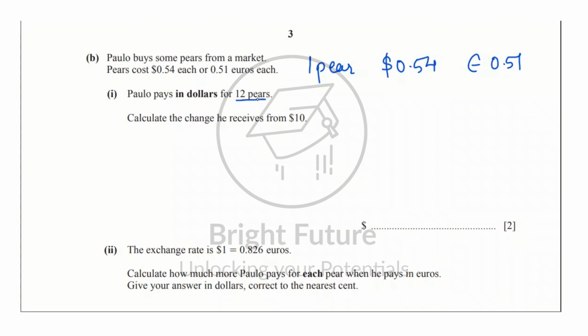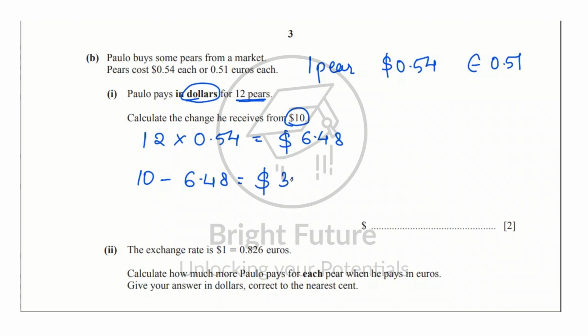So he pays for 12 pears in dollars. So 12 multiplied by how many dollars? 0.54, which gives me $6.48. Fine. Now calculate the change he receives from $10. It means he gave $10. What will be the balance amount? So 10 minus 6.48, which gives me $3.52. Got it? So in the first one we calculate the cost of 12 pears, and then in the second one we find out how much change he will receive. It was an easy question.